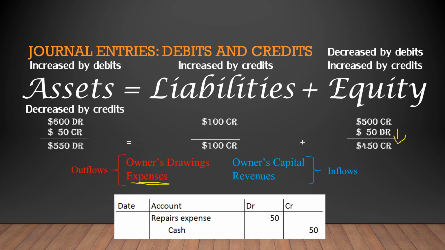Again, because each journal entry has the same total of debits and credits, we have the same sum of debits and credits across our accounting equation elements. In this case, we have $550 of debits and $550 in credits.